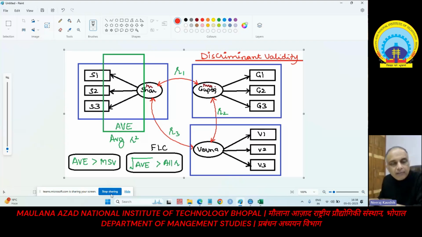But before that, do you understand what is meant by discriminant validity? A relation of the parent and the kids, a construct with its items, should be stronger than the relation between the various constructs. If it holds true, it means all the constructs are separate. Your respondents could understand these are separate constructs. Any doubts, any questions?